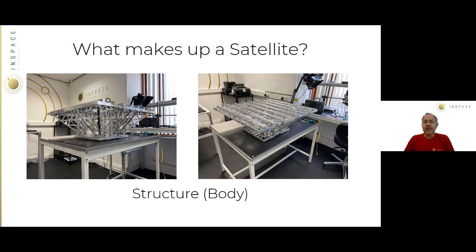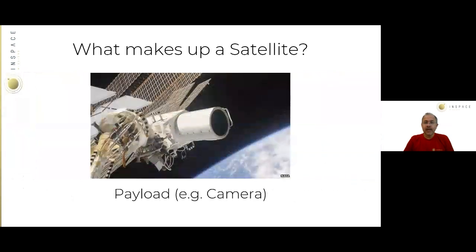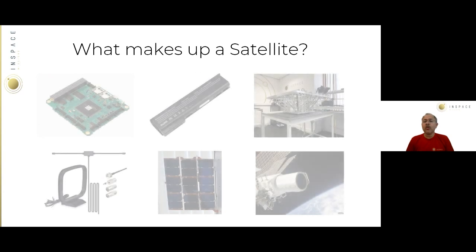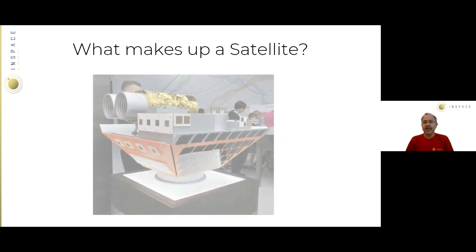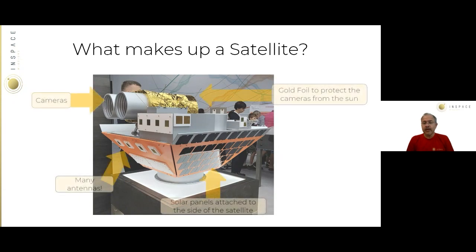But all of these things don't help you do what you want to do. So you need some equipment on the satellite that helps you complete your mission. And for that, you need what we call a payload. In some cases, that can be a camera that can point either at the stars or to the Earth. So when you put all of these things together, you get something that looks like this.